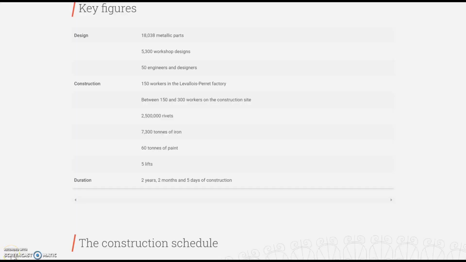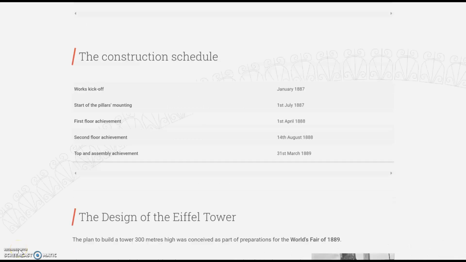Now, one of the things that's interesting in looking at how things are built is by looking at the scale of the project. And so this is a useful slide here saying how many parts, how many designs, how many engineers, how many rivets, how much iron, how many tons of paint, etc. were used in the making. And then also the duration, how long it took to build, to get some sense of the time period.